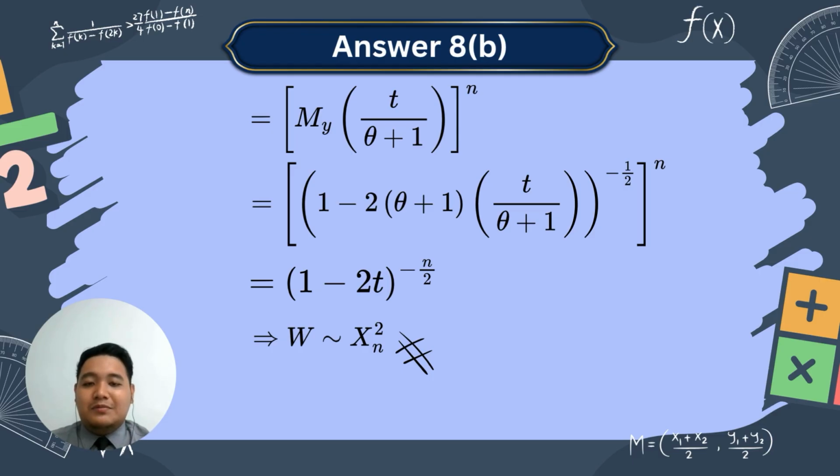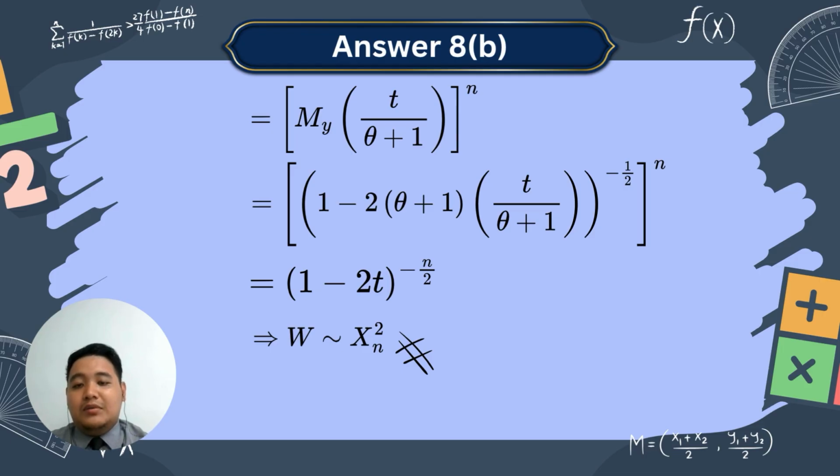This looks familiar to you. So now we just need to substitute the moment of y. So the moment of y is 1 minus 2 theta plus 1 t to the power of negative 1 over 2. We substitute t equal to t over theta plus 1. So we simplify the answer, we will get 1 minus 2t to the power of negative n over 2.